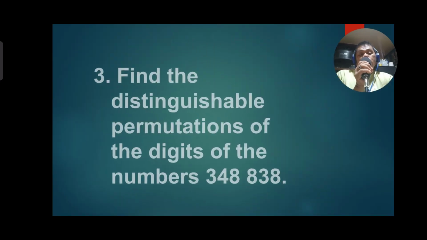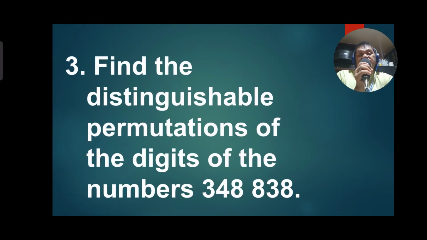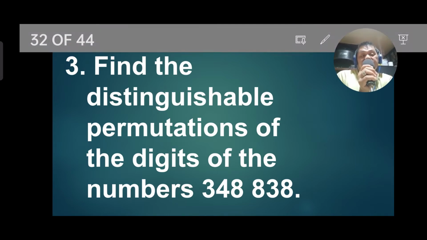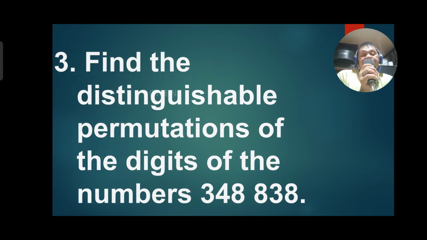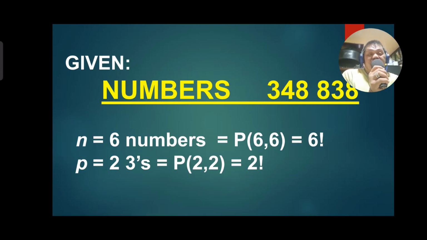Let's go to number 3. Find the distinguishable permutations of the digits of the numbers 3, 4, 8, 8, 3, 8. Again, find the distinguishable permutations of the digits of the numbers 3, 4, 8, 8, 3, 8. So we have the given numbers 3, 4, 8, 8, 3, 8.